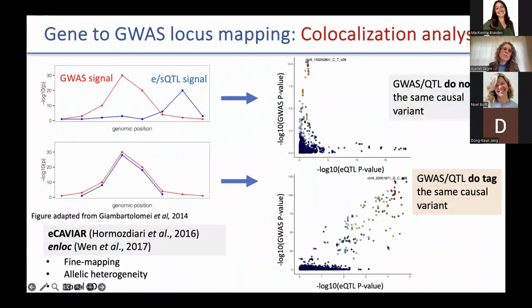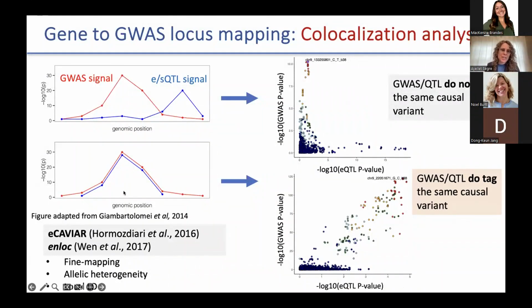And for this, we applied two colocalization methods, the Bayesian-based approaches eCAVIAR and NLOC, that take as input the summary statistics from the GWAS and the eQTL and perform fine mapping, taking into consideration the local LD and the allelic heterogeneity. They assume that there could be more than one causal variant in the region.